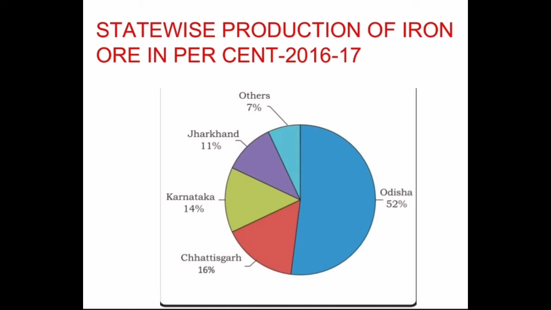Children, look at this figure. From this figure, you can understand that 52% of the total production of iron ore comes from Odisha, highlighted in blue. The rest of the states are Chhattisgarh 16%, Karnataka 14%, Jharkhand 11%, and others 7%. So we can understand that Odisha produces the most iron ore in India.